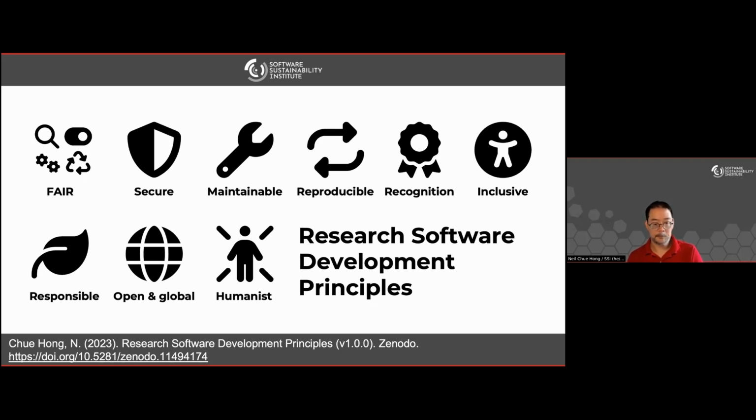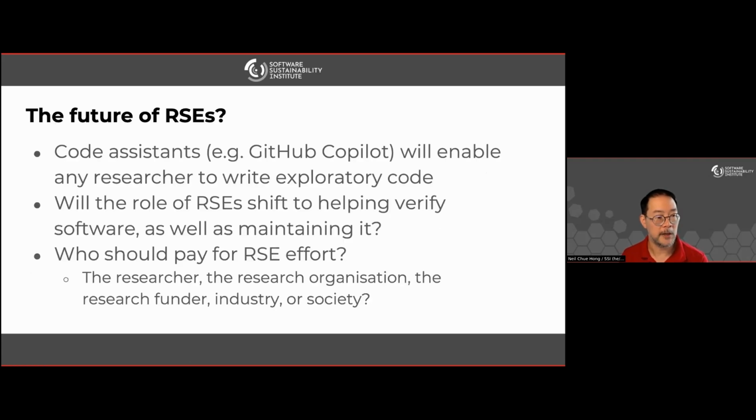But I promised you one last thing before I finish, which was to see what's changed since this presentation was given at US RSECon and UK RSECon. And the one big thing that has changed is around looking to the future of research software engineering, particularly in terms of where we're going with code assistance and also where we're going with funding.